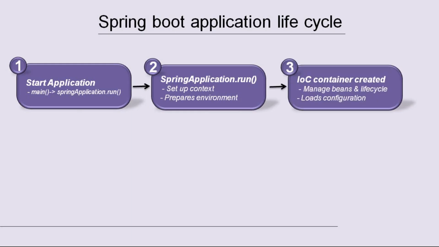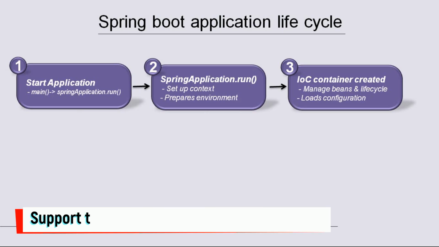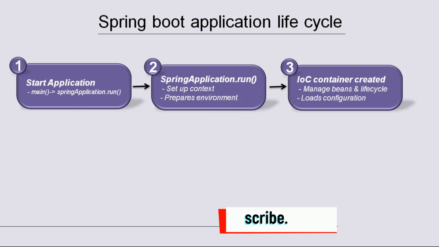Create application context. Next, Spring creates the application context, also called the IoC container. This is the heart of Spring. It manages all beans, their complete lifecycle, and their dependencies. And because it already has the configuration values from the environment, beans can easily access them using annotations like @Value or @ConfigurationProperties.